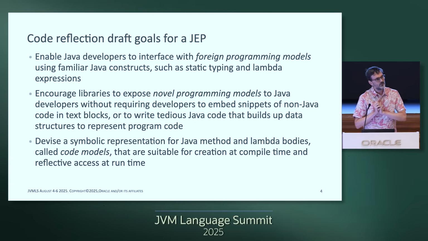But to achieve that, we need to be able to represent code symbolically. And that's the last goal here. So we need to be able to reflect on the code and represent it in a symbolic format in memory that's suitable to enable the first 2 goals.